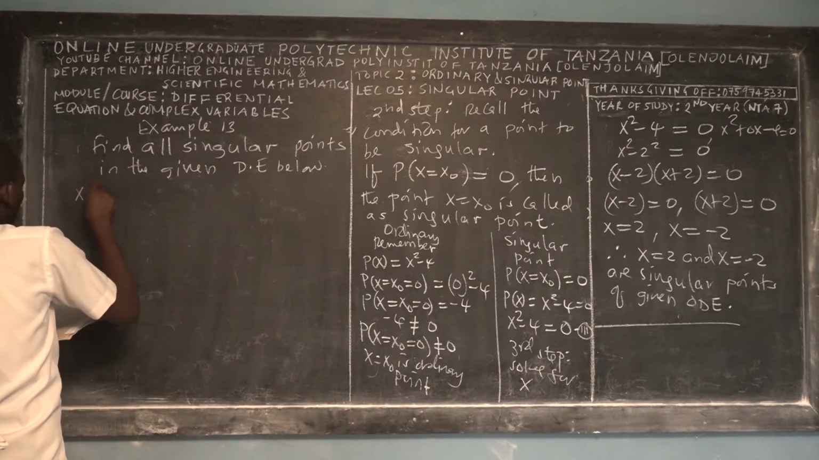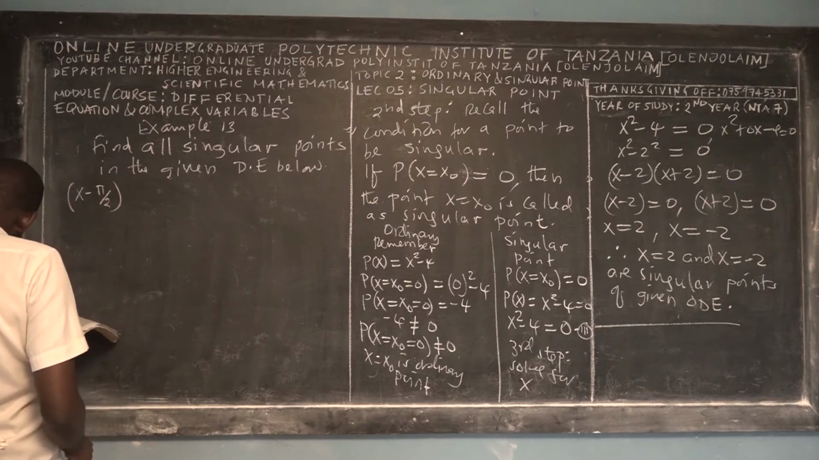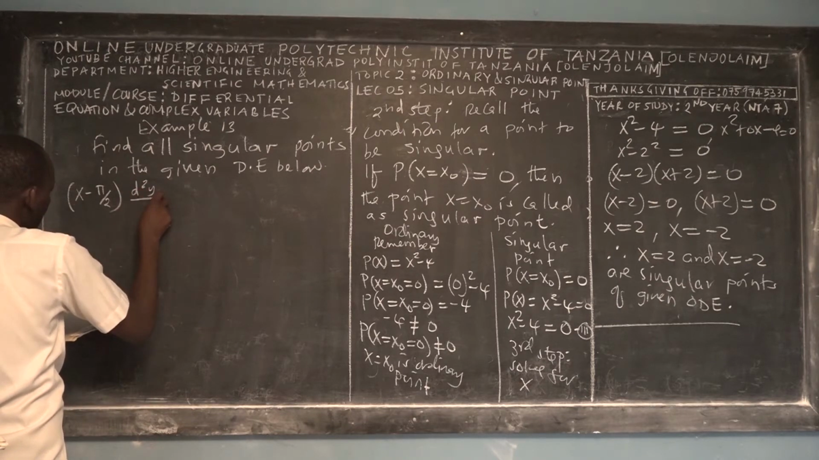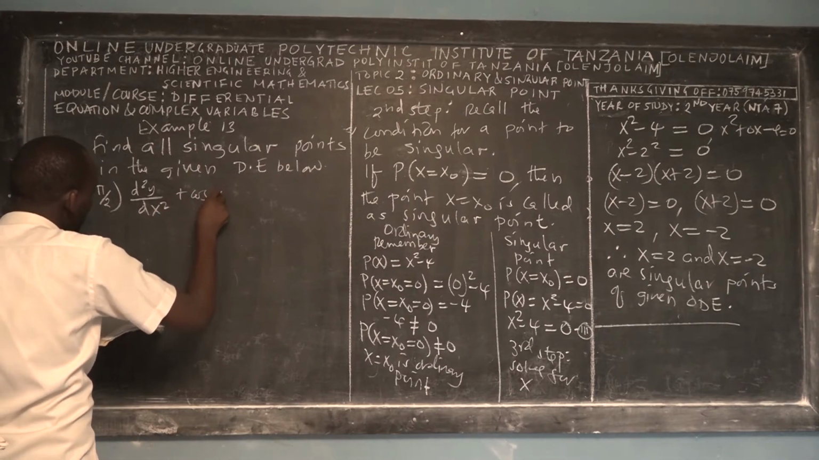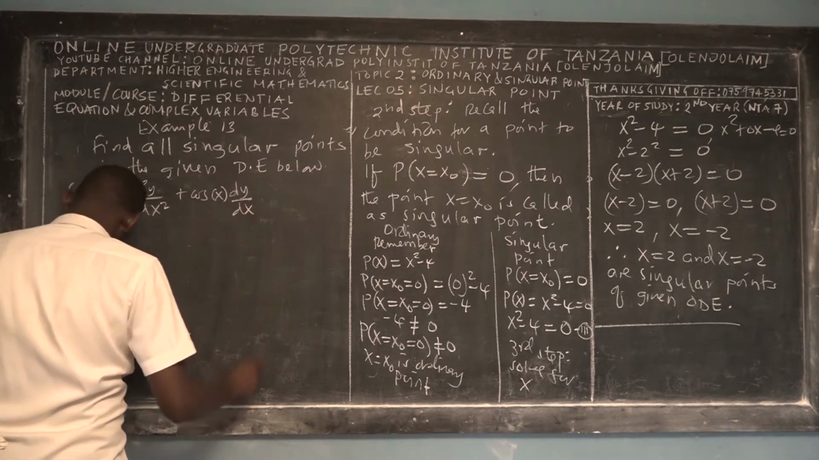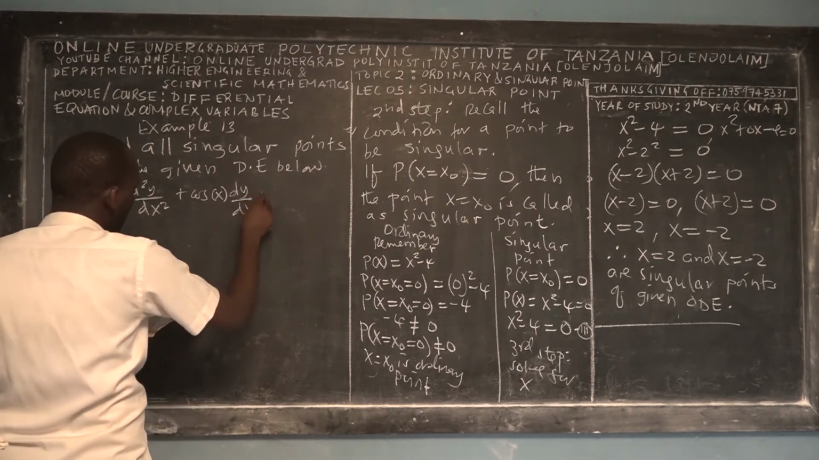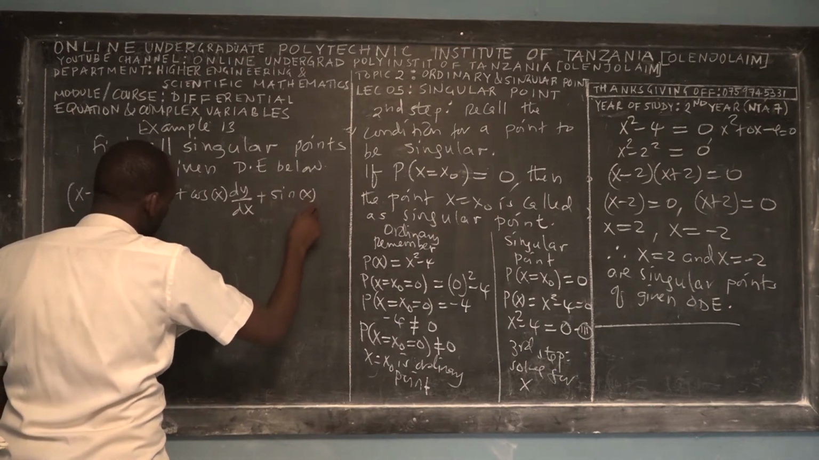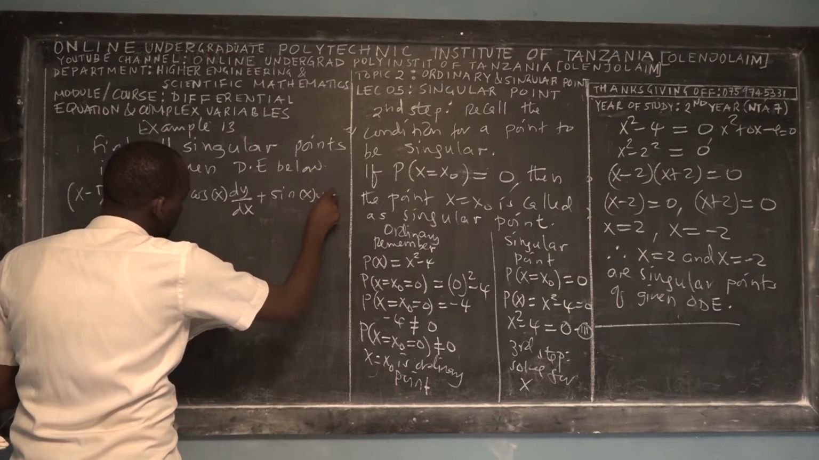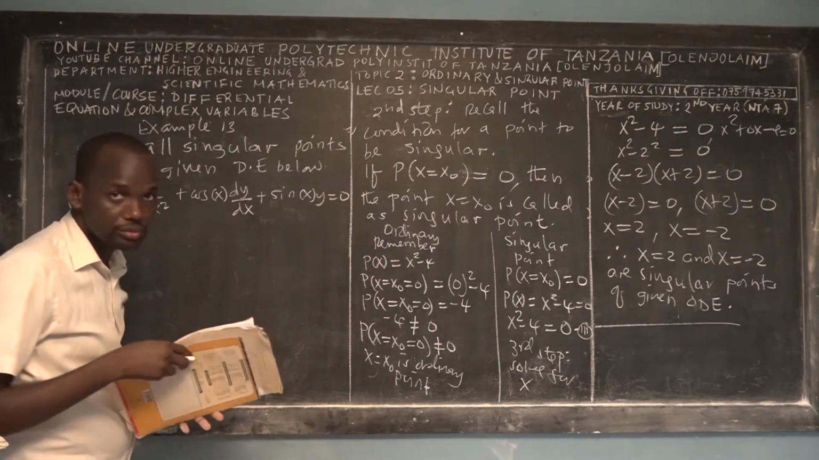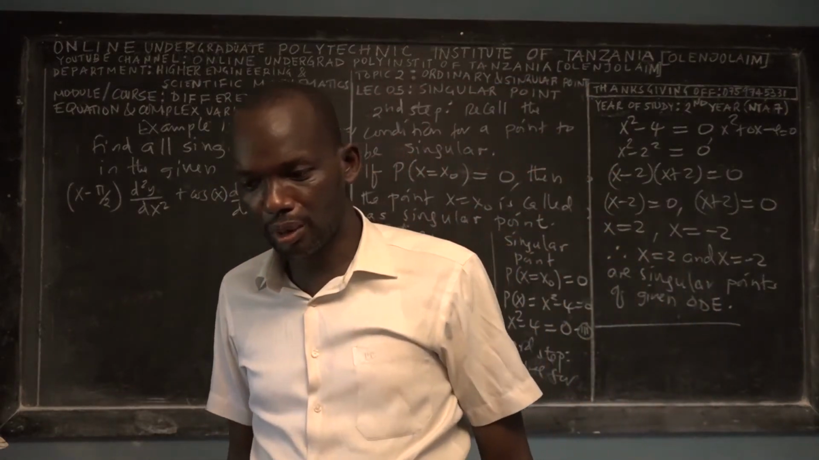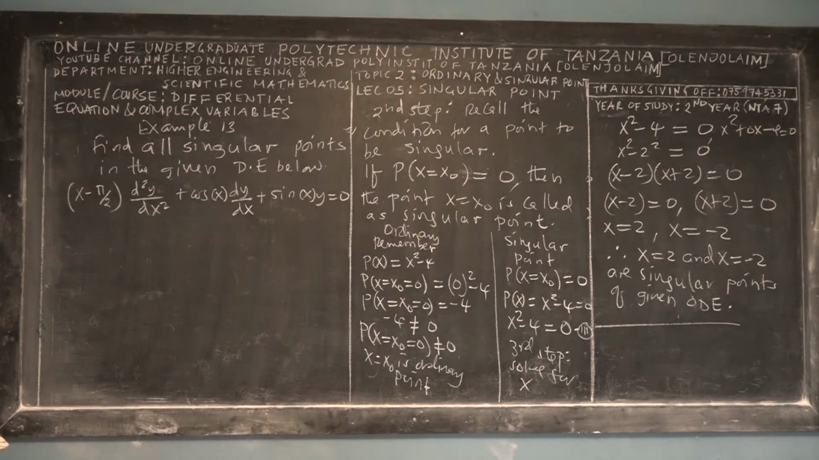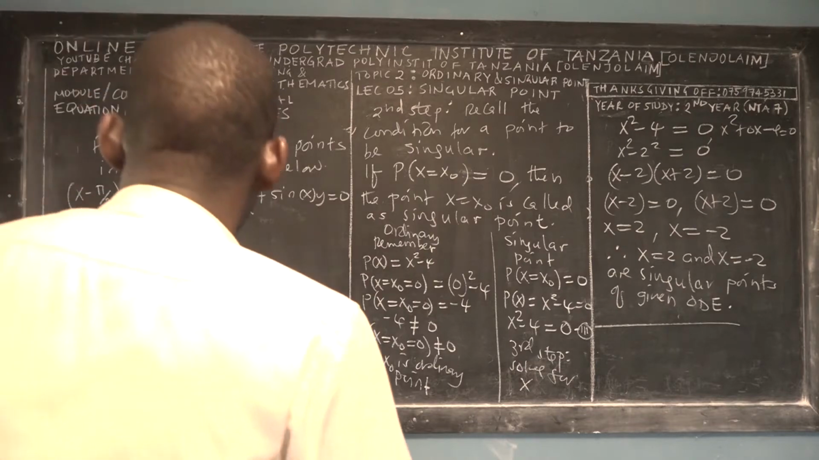So this is x minus pi over 2 times the second derivative of y with respect to x, plus cos of x times the first derivative dy/dx, plus sine of x times y is equal to 0. So this is the second example that I'll be teaching you on how you can find the singular points of a given differential equation. Keep on enjoying the beauty of higher engineering and scientific mathematics.